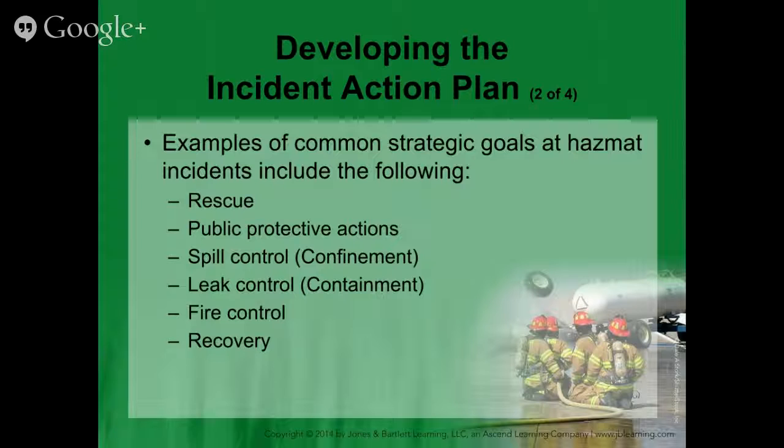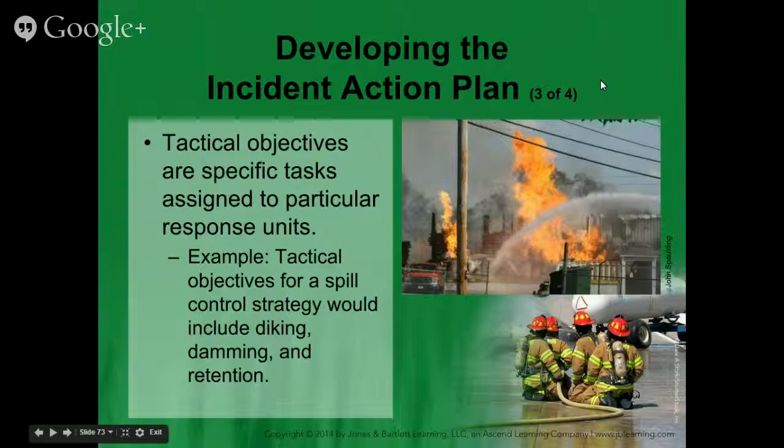Okay, some of the things we look at. We all know what our objectives are, and I'm not even going to tell you, because you better know. What our goals are, how are we going to fulfill those objectives. Do we have to rescue people? Do we have to protect them? Public protective actions. Do we have to contain the spill, confine the spill or leak, fire, make it go away? And then the bottom line, the end product, is how do we recover? How do we put the property back the way it was before this incident occurred?